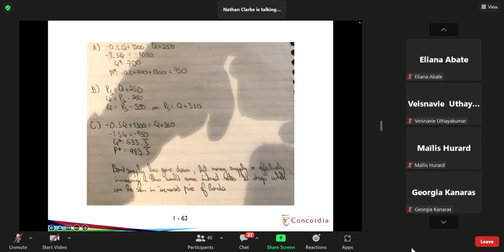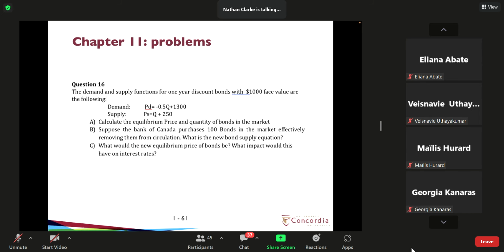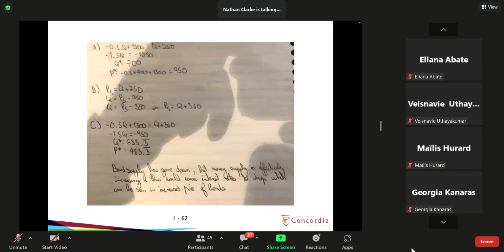So now we have our two equilibrium points. And I think they were asking what happened to interest rates. So the price of the bonds before was 950, now it's 983. So the price of the bonds went up. That means interest rates went down, right? So you can clearly see that because price and interest rates have an inverse relationship, and you can see that the price went up, therefore interest rates went down.